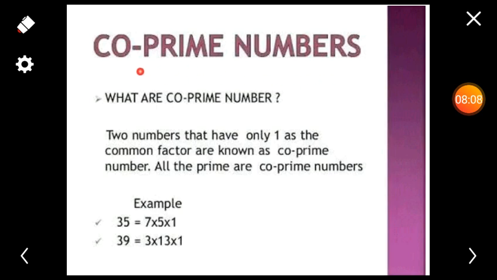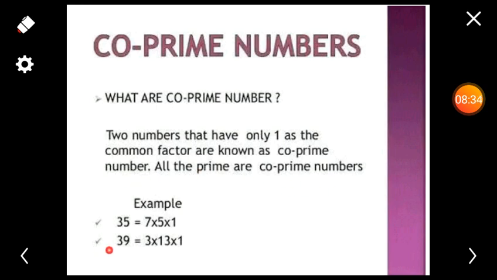The next is a small topic, prime numbers. You know prime numbers. Prime numbers are numbers whose factors are 1 and itself. Only two factors, that is 1 and itself. Then what are co-prime numbers? Two numbers that have only 1 as the common factor are known as co-prime numbers. All the prime numbers are co-prime numbers. Look at the important sentence.